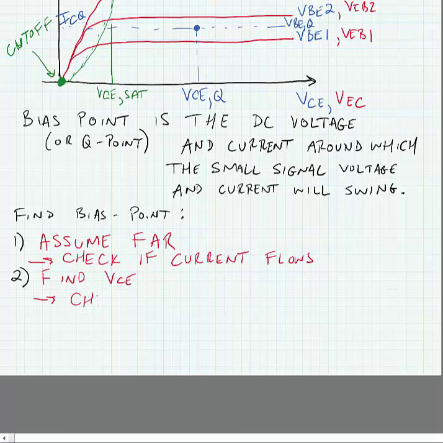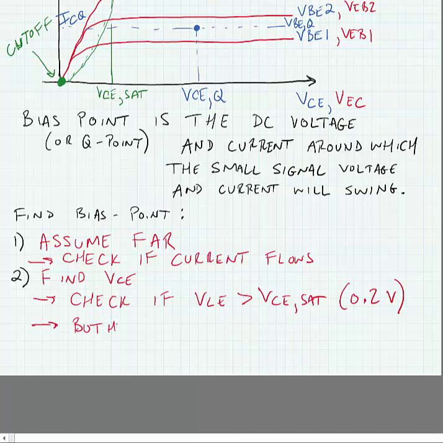So we're going to check if VCE is greater than VCE sat. And if it isn't, then we know it's in saturation. Now, a typical value for VCE sat is about 200 millivolts, or 0.2 volts. So if both of these conditions are true, if current is flowing and if VCE is greater than VCE sat, then we know that the device is in the forward active region. And next, what we need to do is find a small signal model.